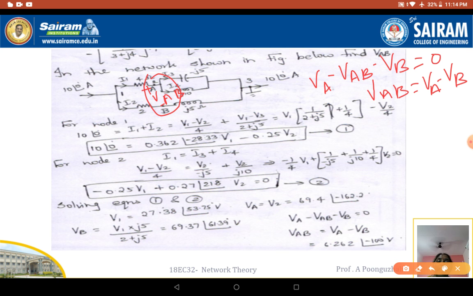So apply the voltage divider rule. VB is equal to V1 into j5 divided by 2 plus j5. V1 we know, substitute it here and simplify, and this is your VB. So VAB is VA minus VB.